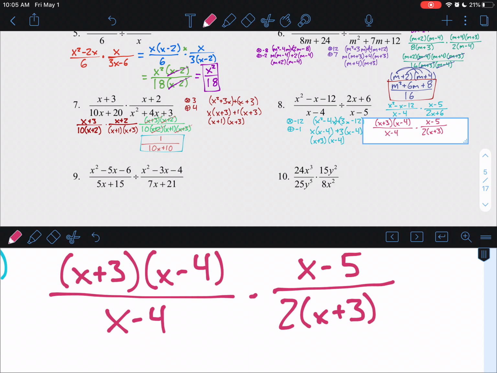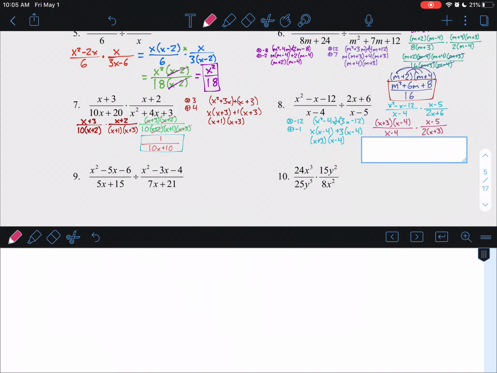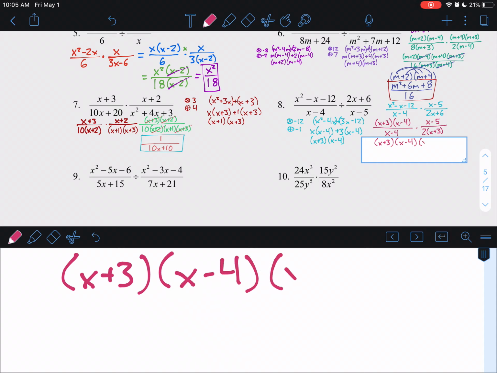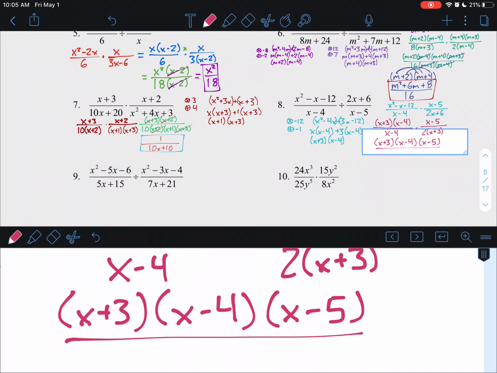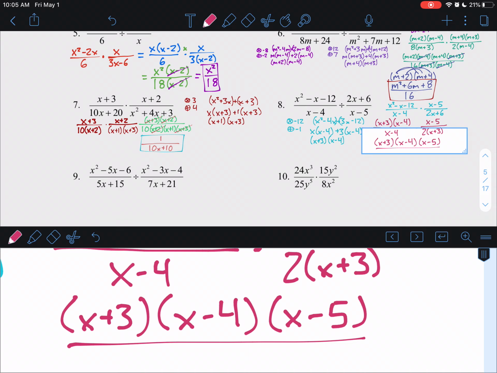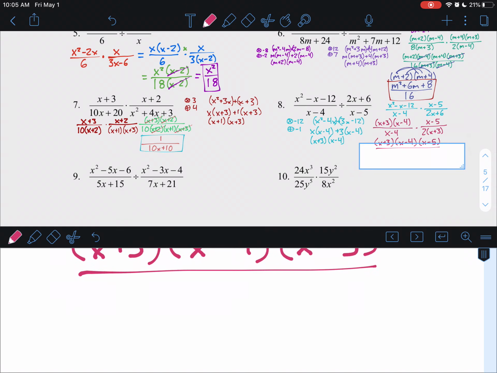And now comes the easy part of multiplying it all together. I got x plus 3 times x minus 4 times x minus 5. And then I have x minus 4 times 2 times x plus 3. So I'm just going to put that 2 out front, and then I have x minus 4 and x plus 3.